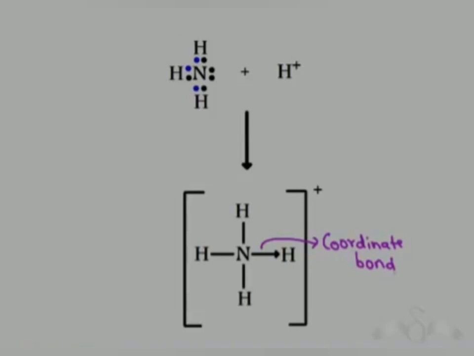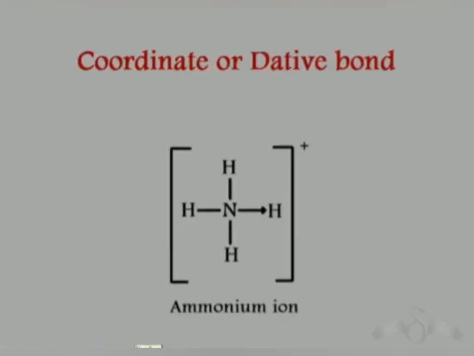And such type of compounds, in which one atom completely shares the lone pair of electrons with another atom which is short of one lone pair of electrons, is known as a coordinate or a dative compound. So in this case, this bond is a coordinate bond or a dative bond. We can see two types of bonds here.